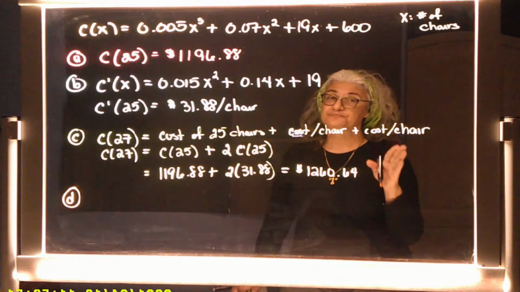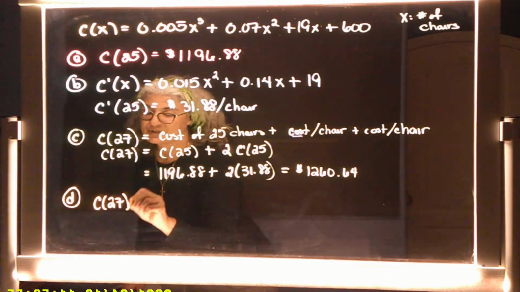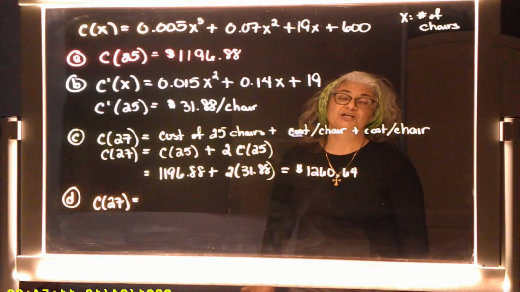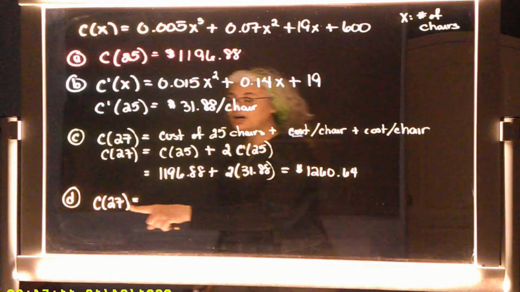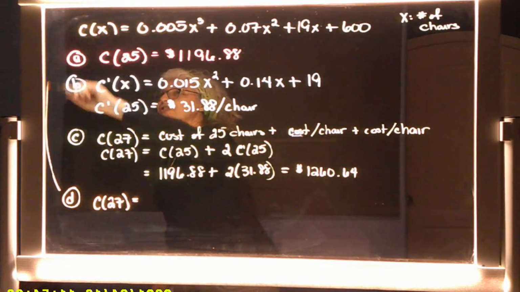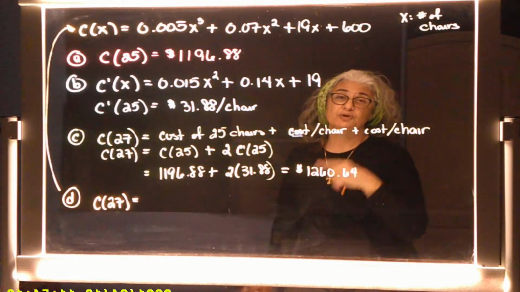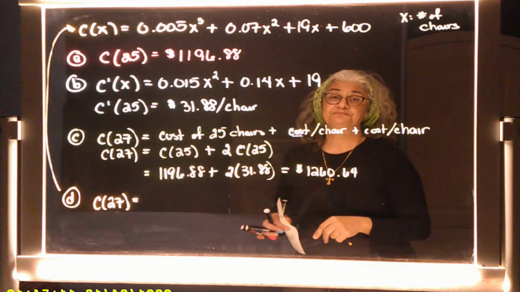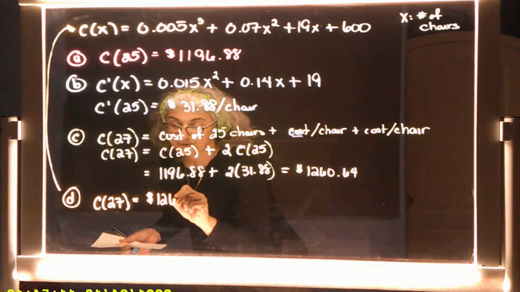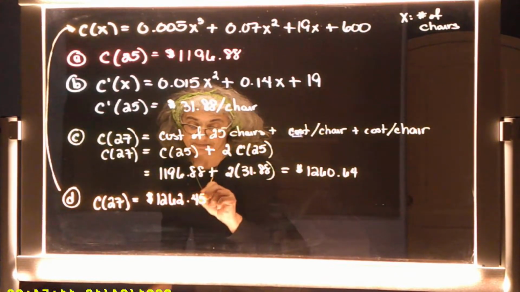Well, if I knew the cost at 27 chairs, I could answer that question, couldn't I? So check it out. The cost at 27 chairs, plug it into the original function, this third degree polynomial. I'll wait a few moments. You tell me what you get. Good. I got the same thing. I got $1,262.45.